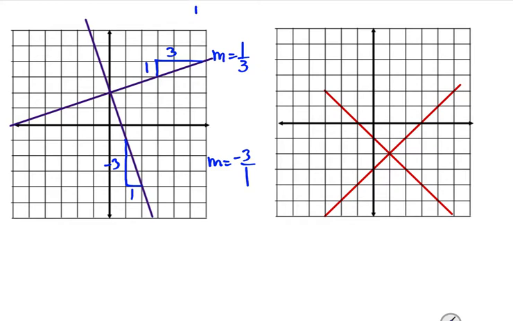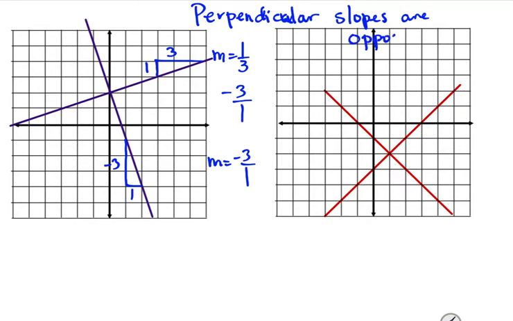What happens here for perpendicular is that it's like a fraction flip. So if we take 1/3 and flip it, it's 3 over 1. And we change the sign. So perpendicular slopes are opposite reciprocal. And reciprocal, if you remember, is putting a fraction upside down. So you flip the fraction and change the sign, and that gives you a perpendicular slope.